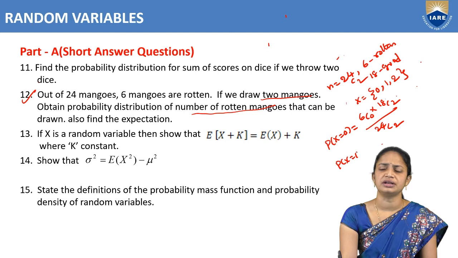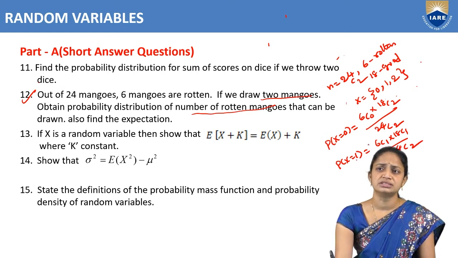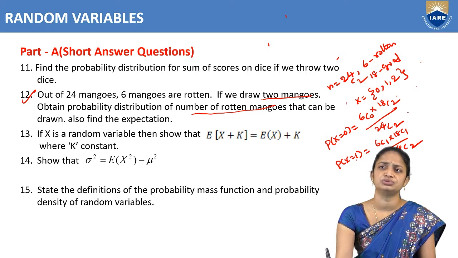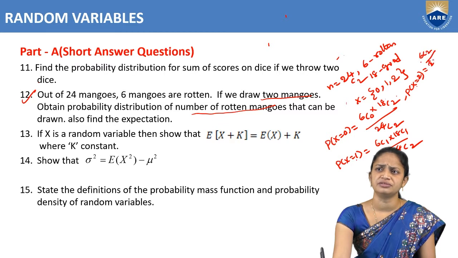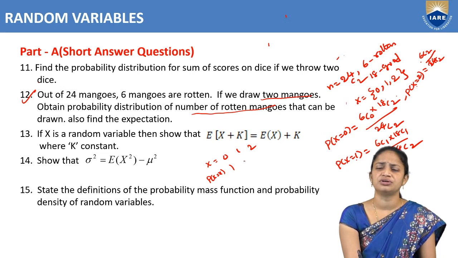Then P of x equal to 1 is 6C1 into 18C1 divided by 24C2. We choose 1 rotten mango from the 6 rotten mangoes, and the remaining 1 we choose from the good ones. Now for P of x equal to 2, that is 6C2 divided by 24C2. Then we put everything in a table: x values 0, 1, 2 and P of x equal to x, placing the P of x equal to 0 value, the P of x equal to 1 value and the P of x equal to 2 value.